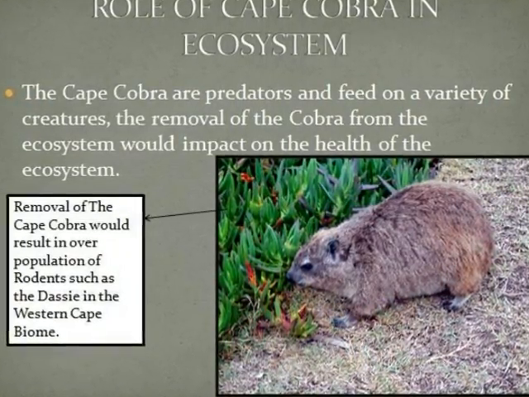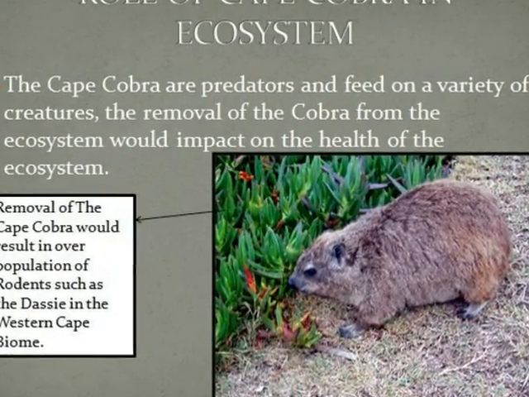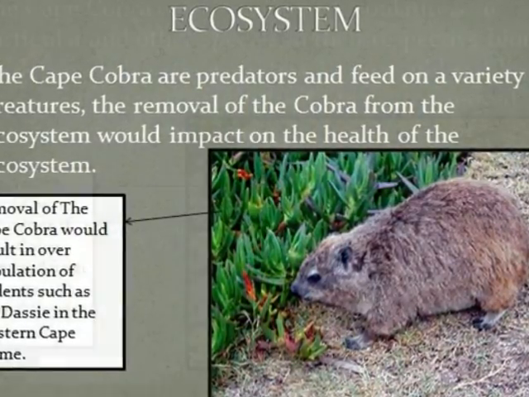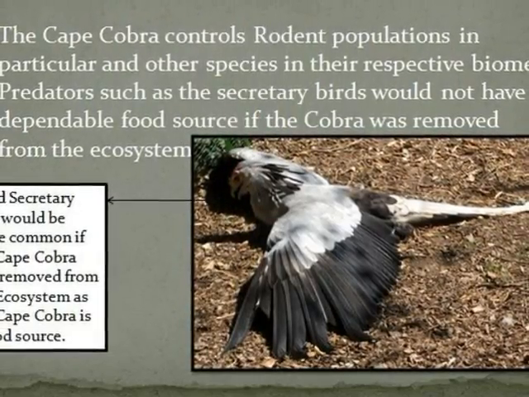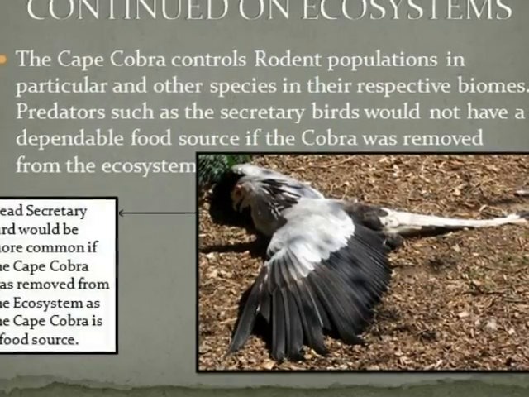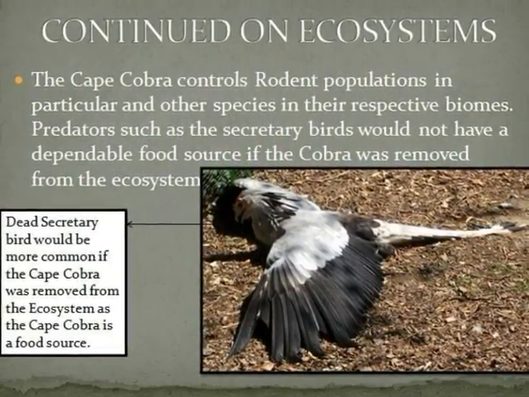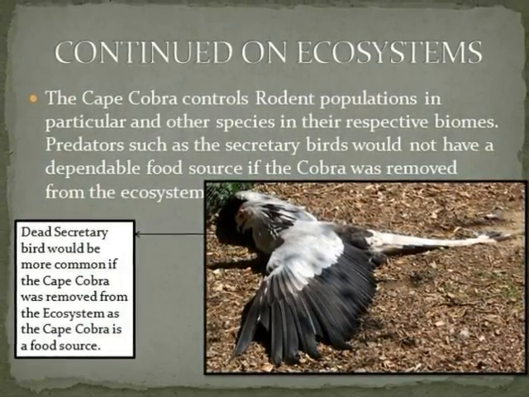The removal of the Cape cobra from the ecosystem would impact the health of the ecosystem. E.g. the removal of the Cape cobra would result in an overpopulation of rodents such as the Dassie in the Western Cape biome. The Cape cobra controls rodent populations in particular and other species in respective biomes. Predators such as the secretary bird would not have a dependable food source if the cobra was removed from the ecosystem. The secretary bird would become less common if the Cape cobra was removed from the ecosystem, as the Cape cobra is a dependable food source.